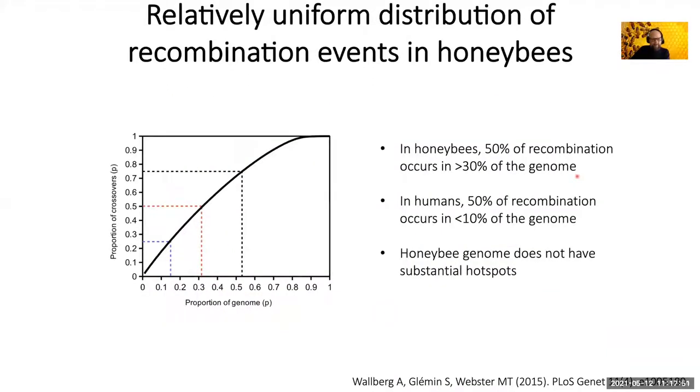Here you can see the distribution of recombination events in honeybees, and what this suggests is that the distribution is relatively uniform across the genome. In honeybees, we have 50% of crossovers occurring in about 30% of the genome. If we compare this to humans, about 50% of recombination events occur in less than 10% of the genome. The reason for this is that recombination in humans occurs mainly in hotspots, whereas in honeybees we don't seem to have substantial recombination hotspots.